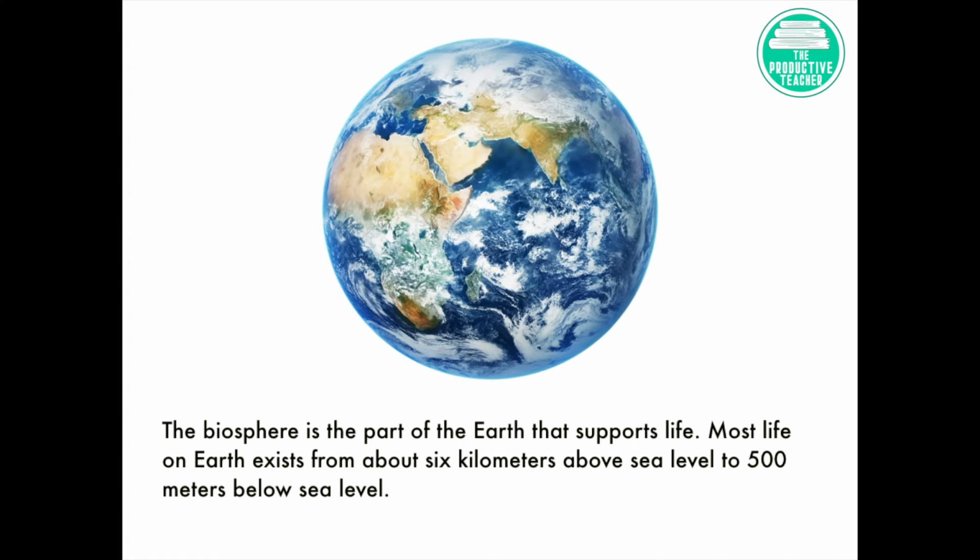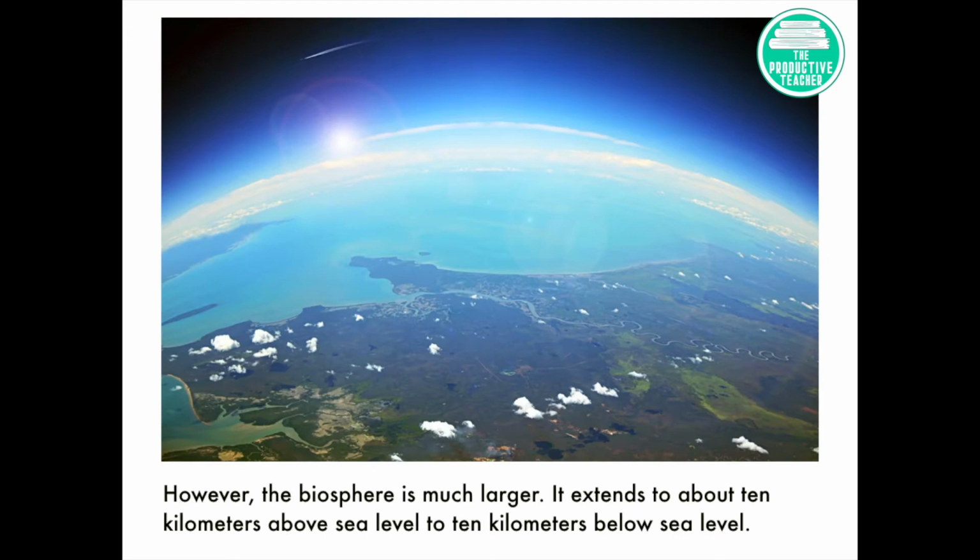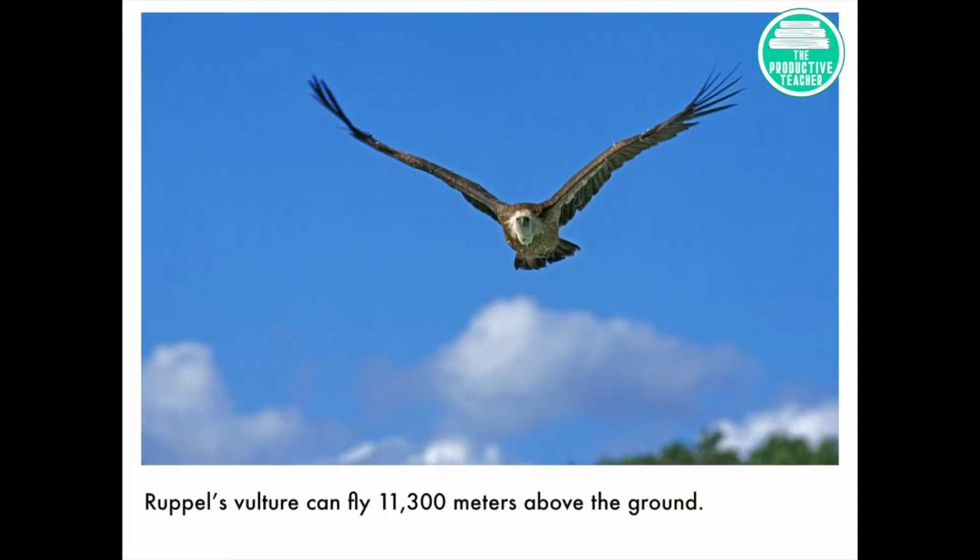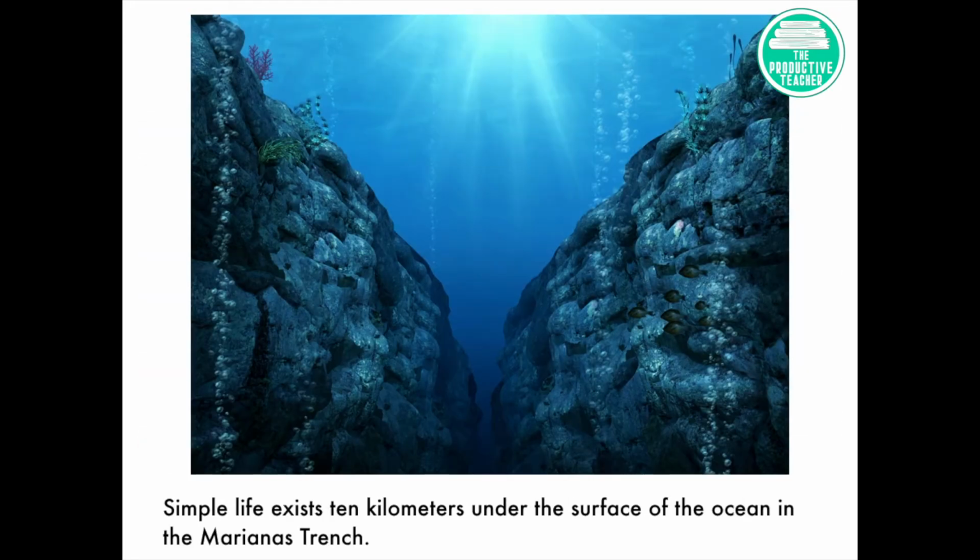The biosphere is the part of Earth that supports life. Most life on Earth exists from about 6 kilometers above sea level to 500 meters below sea level. However, the biosphere is much larger. It extends to about 10 kilometers above sea level to 10 kilometers below sea level. Ruppel's vulture can fly 11,300 meters above the ground. Simple life exists 10 kilometers under the surface of the ocean in the Marianas Trench.